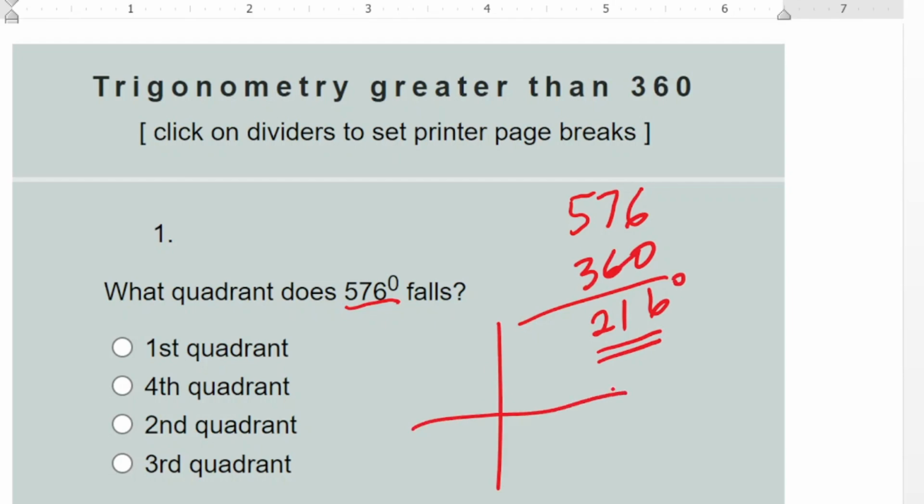So you look at the quadrants here. The first one, 90, 180, and 270. So it falls under the third quadrant. Exactly. So then move to the next one.